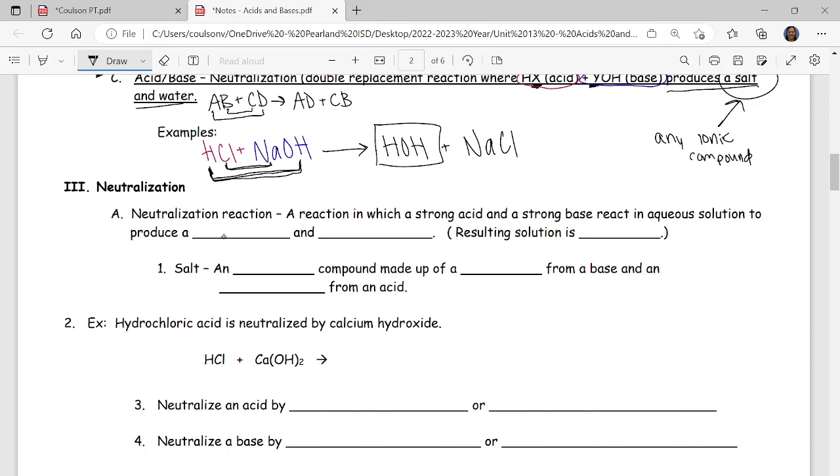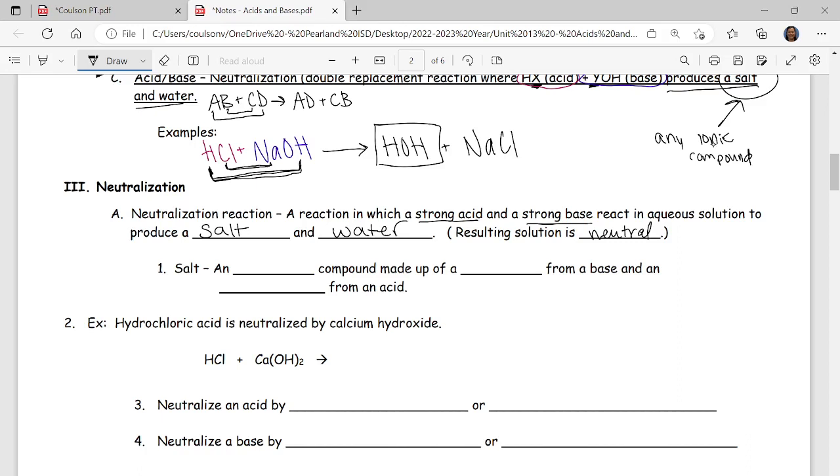A neutralization reaction is a reaction in which a strong acid and a strong base react in aqueous solution to produce a salt and water, which is the same thing we've been saying this whole time. The resulting solution is going to be neutral. When we say neutral, I mean not acidic and not basic.